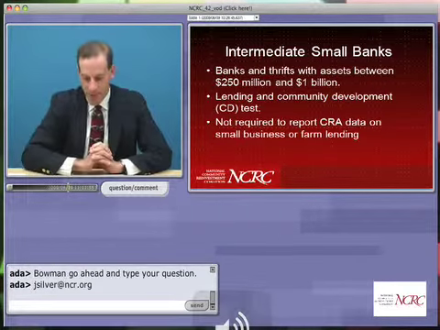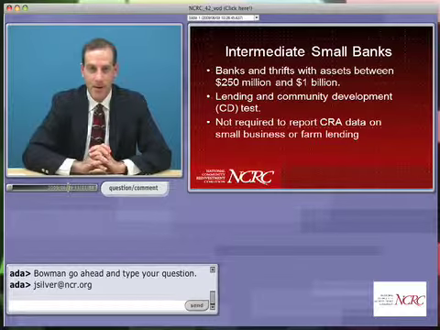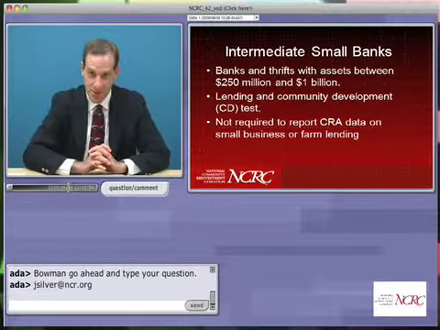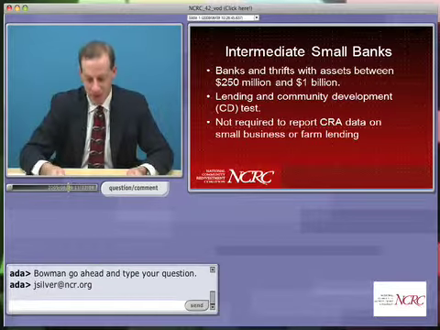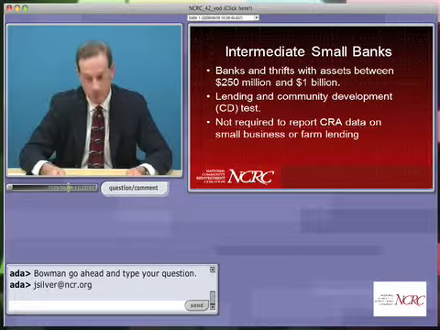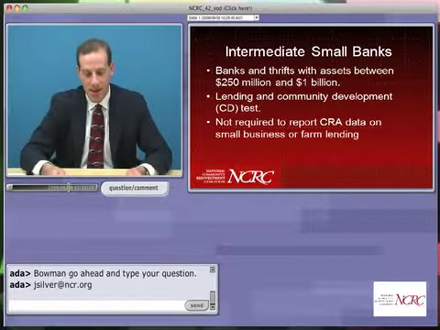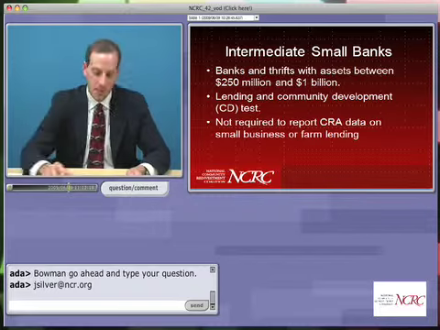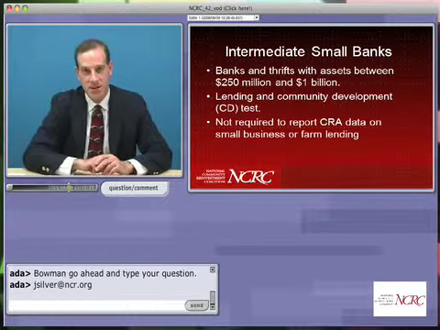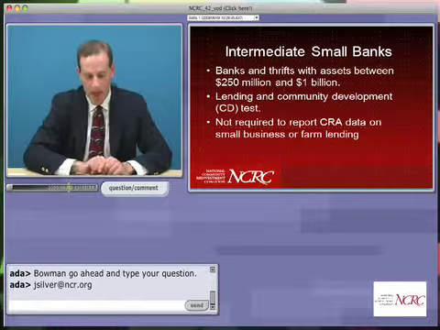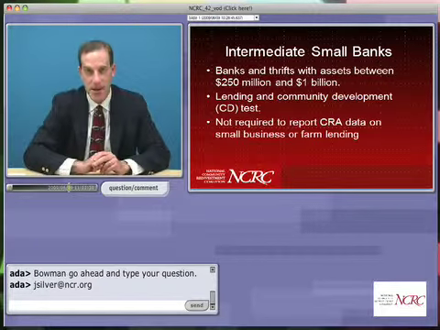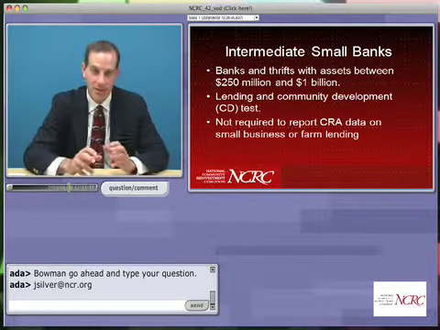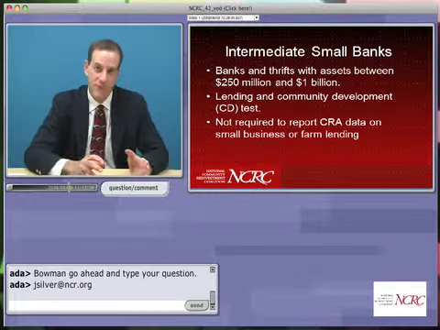If we go to the next slide. There is another category of banks called intermediate small banks. We like to call them mid-sized banks. The regulators actually have an acronym. They call them ISB, or intermediate small banks. I think that is extraordinarily confusing. But anyway, these are banks and thrifts with assets between $250 million and $1 billion in assets. And that's roughly speaking because every year that range of assets is adjusted to take into account inflation. They have a lending test, just like the smaller banks, but they also have a test called the Community Development Test. And the Community Development Test looks at aspects of their investment and service performance.